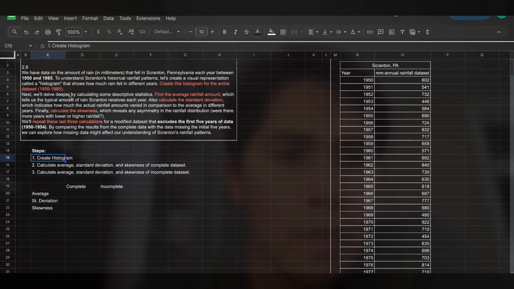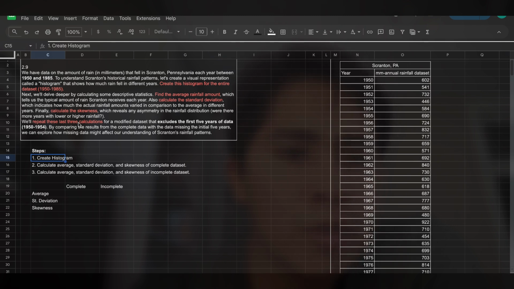Next, we'll delve deeper by calculating some descriptive statistics. Find the average rainfall amount, which tells us the typical amount of rain Scranton receives each year. Also, calculate the standard deviation, which indicates how much the actual rainfall amounts varied in comparison to the average in different years. Finally, calculate the skewness, which reveals any asymmetry in the rainfall distribution. Were there more years with the lower or higher rainfall? That's what the skewness will tell us.